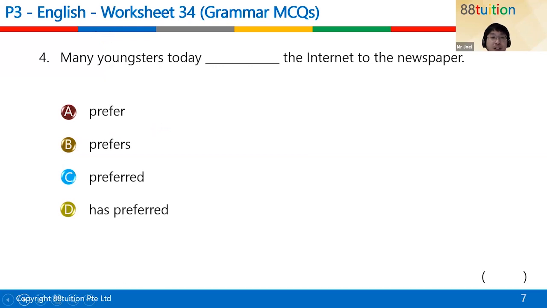Next, number 4. Now, some of you got this one wrong. Many youngsters today want the internet to the newspaper. Before I go through this, Vincent, give me your answer. Vincent is unfortunately not correct. Who put up their hand just now? Was it Wei Hong? Yes. Vincent, now you're correct. Vaish, that is the correct answer. Good. You want to explain to us why the answer is prefer?